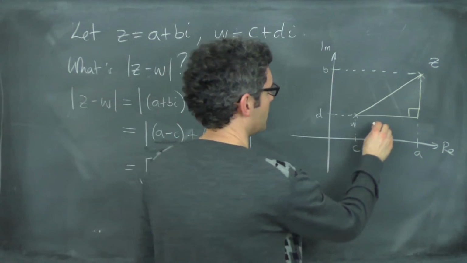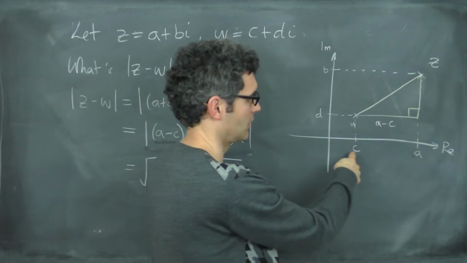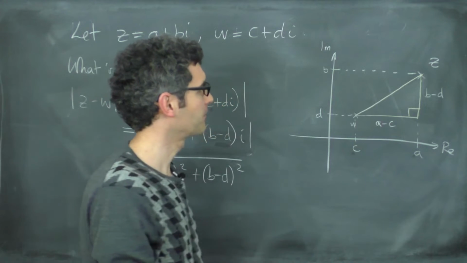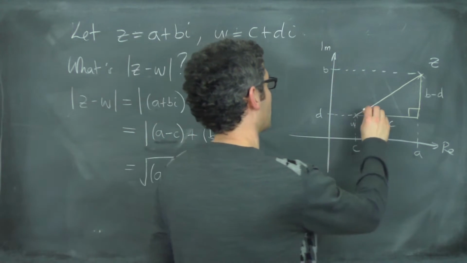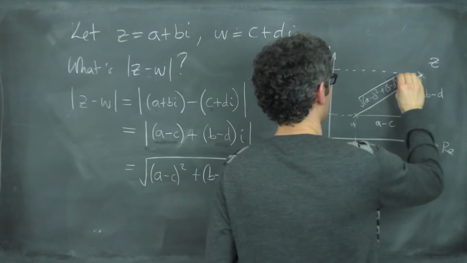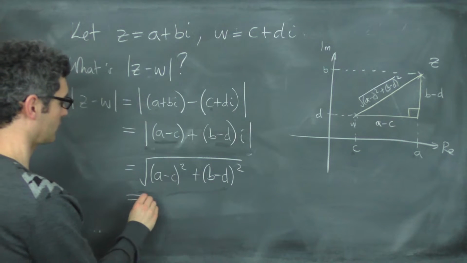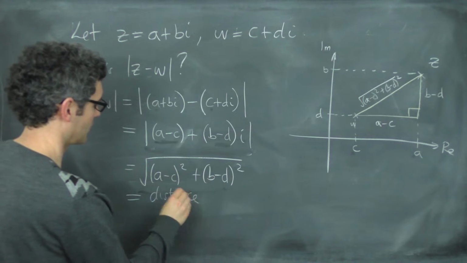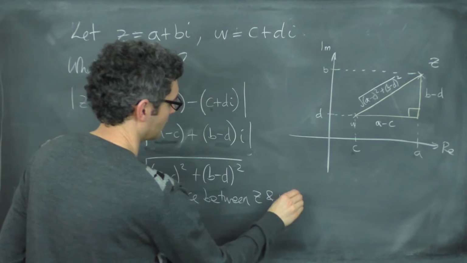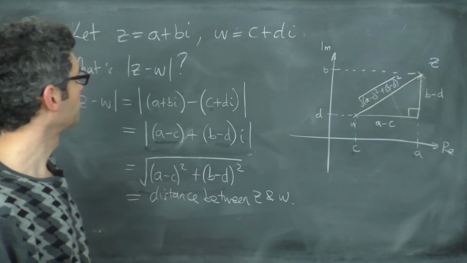This distance here is a minus c, because you've got a along, but you start at c. This distance here is b minus d, so the hypotenuse here by Pythagoras is just the square root of (a minus c) squared plus (b minus d) squared, which is precisely this expression here. So, what we have here is the distance between z and w, because it's the length of this hypotenuse in our picture.